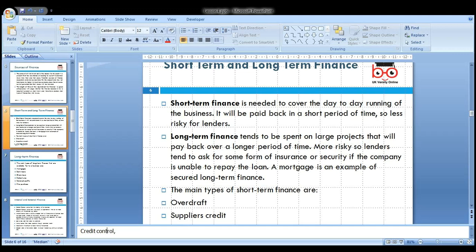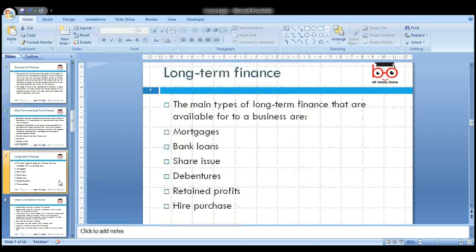A mortgage is an example of secured long-term finance. If you don't pay the mortgage, the bank can take your house because that's a pledge against the house. The main types of short-term finance are overdraft and supplier credit. With supplier credit, we used to pay our supplier in 90 days, but we can pay in 100 days, or we can negotiate, so maybe 6 months, 180 days.